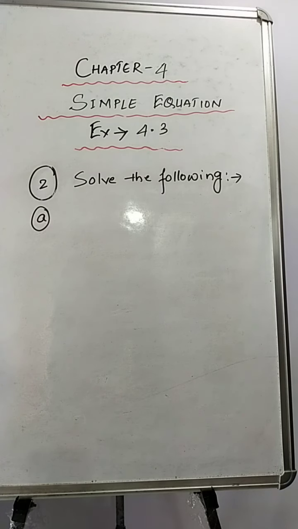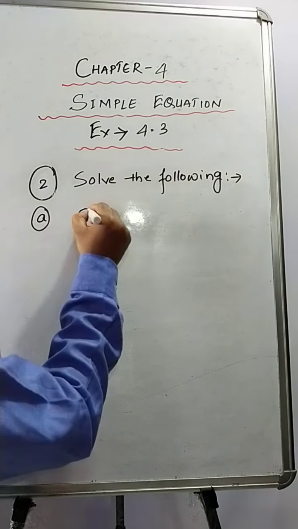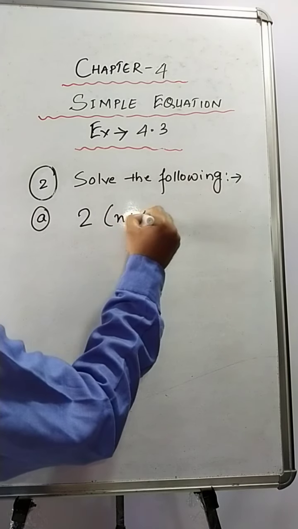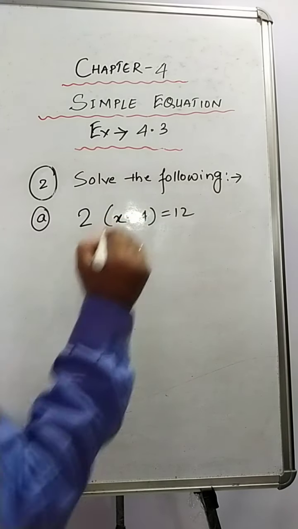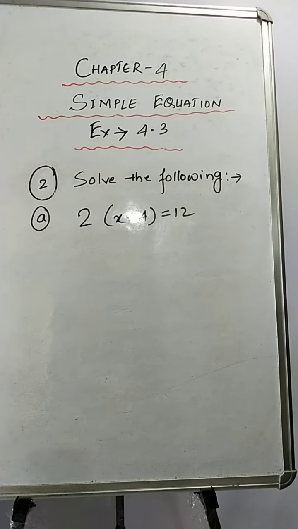Students, now in this session I will explain question number 2, 3 and 4 of exercise 4.3. So let's see what is there in question number 2. It is said solve the following equation. So we have some equations given in question number 2. So in sum number A, what is given? It is given 2(x + 4) is equals to 12.